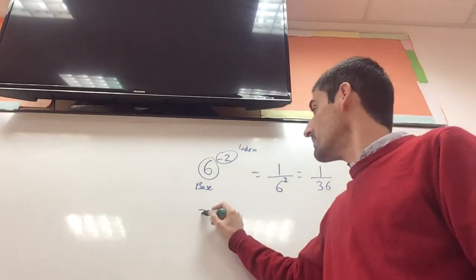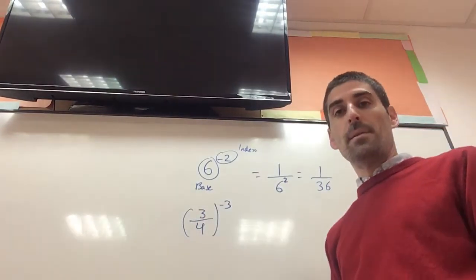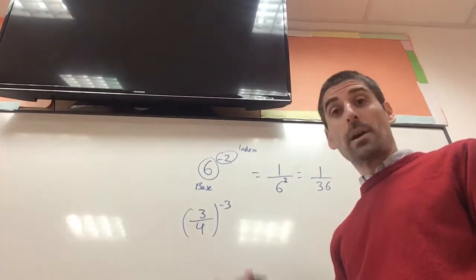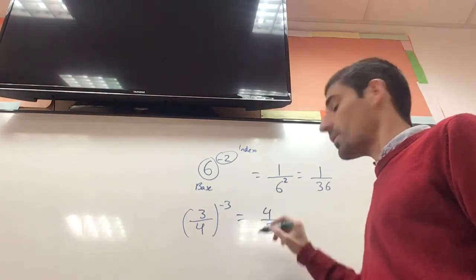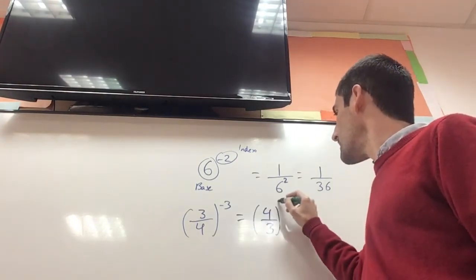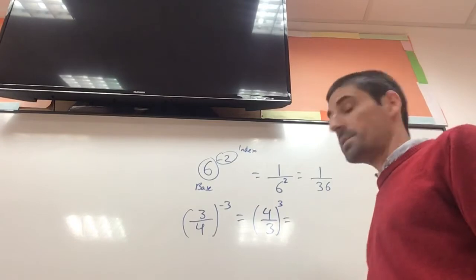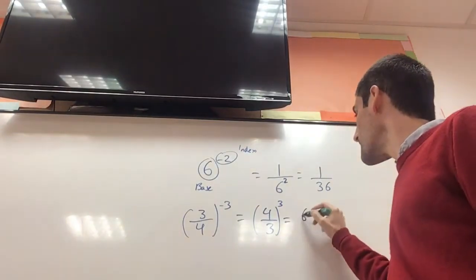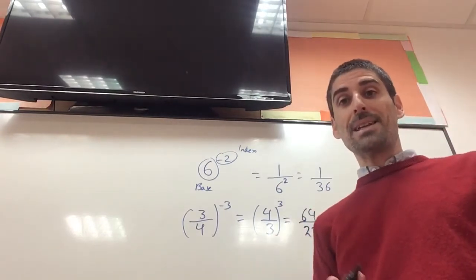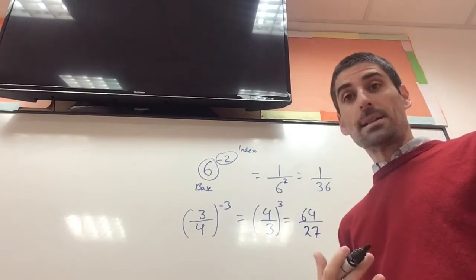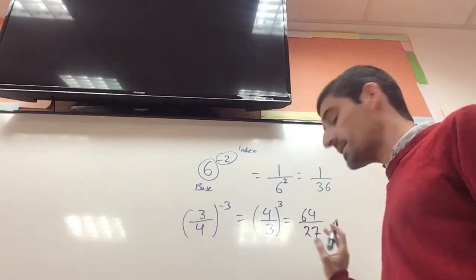If you've got a fraction to a negative index, then you're going to find the reciprocal of the fraction. And the reciprocal of 3/4 is 4/3 to the power 3. Remember, once we find the reciprocal, we don't need the negative index. And now, we're just going to simplify. 4 to the power 3 is 64, and 3 to the power 3 is 27. And that's my final answer, and you always leave the answer as a fraction. Don't need to do anything else, okay? Just leave it like that.